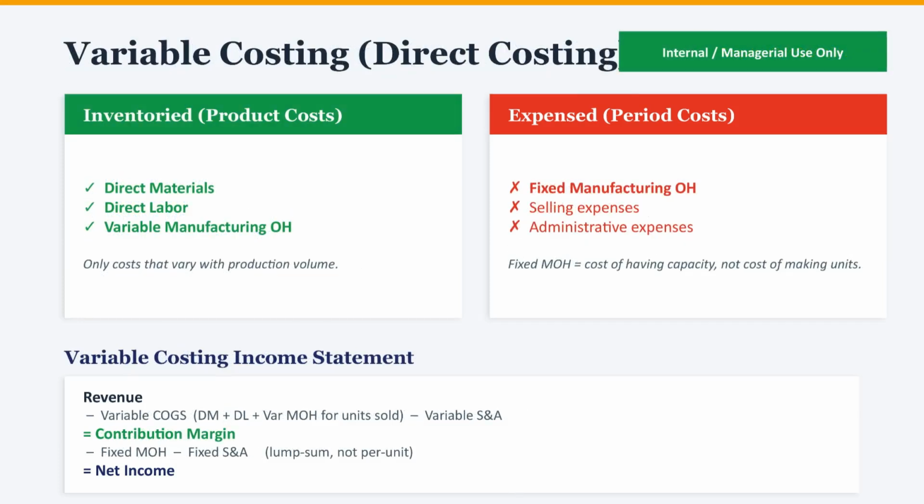Variable costing, or direct costing, is presented on this slide with clarity and precision. The approach divides costs into inventoried product costs, direct materials, direct labor, variable manufacturing overhead, and expense period costs, including fixed manufacturing overhead and operating expenses. An income statement illustrates contribution margin, calculated by subtracting variable costs from revenue then deducting fixed expenses. This method, designed for internal analysis, offers insightful contrasts to absorption costing for clarity.